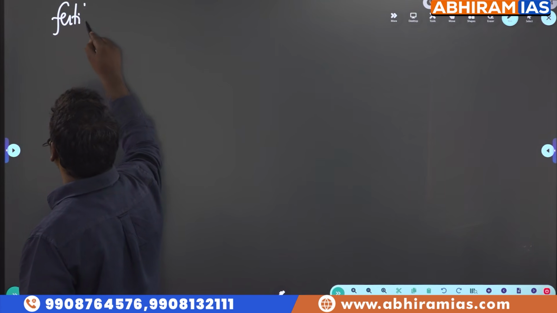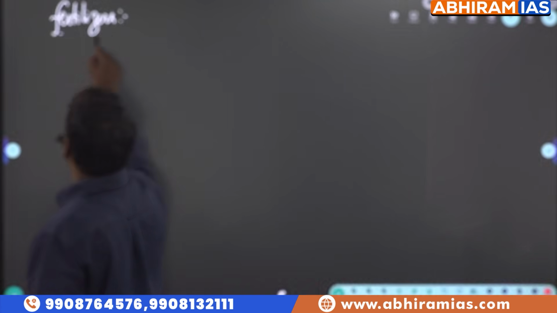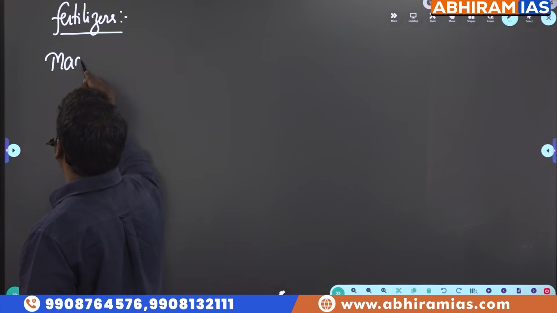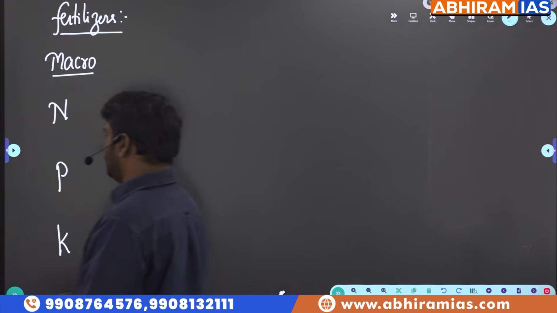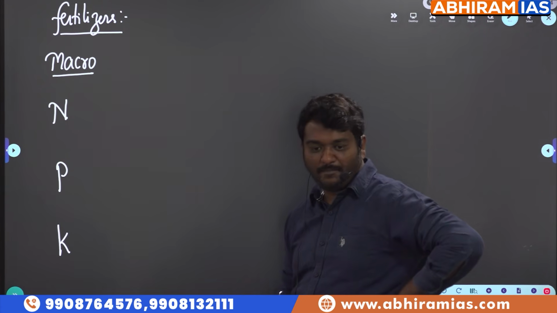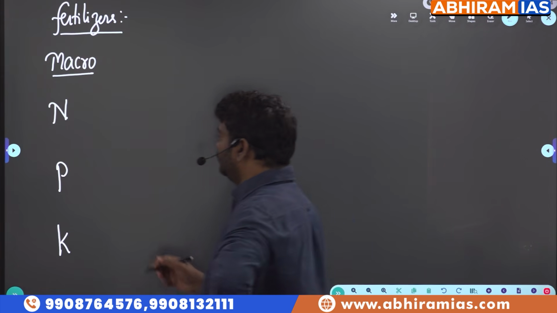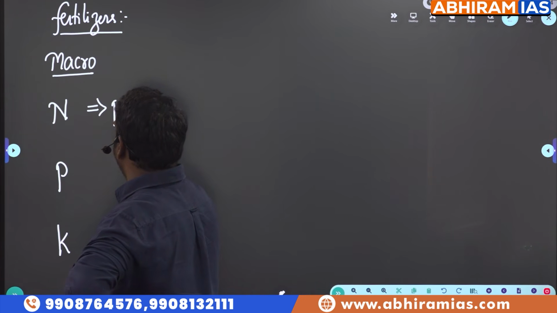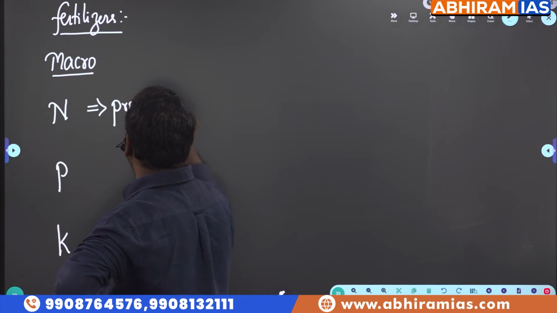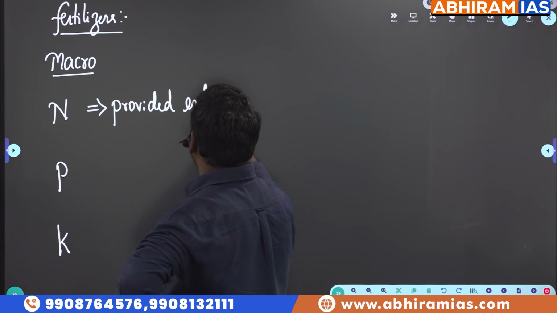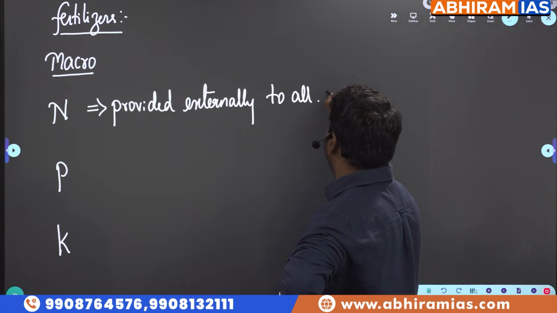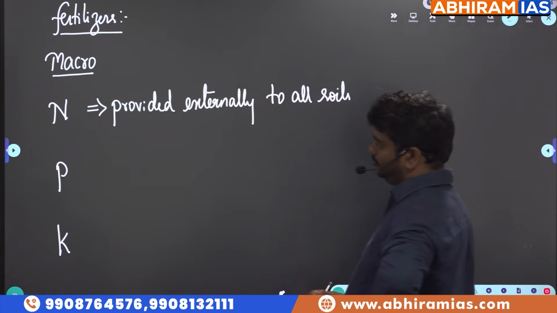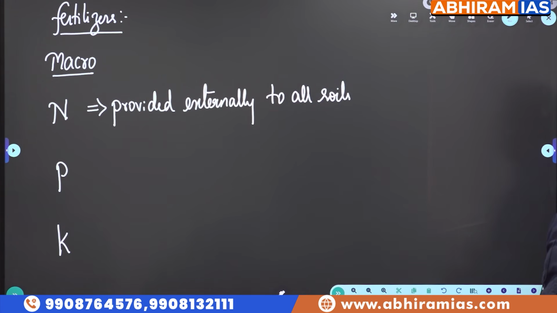This is important. Mark as important. Fertilizers. Macronutrients. NPK. This nitrogen is provided externally to all soils. Okay, to all the soils, nitrogen is provided externally.